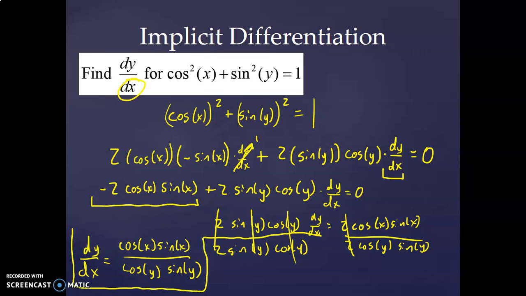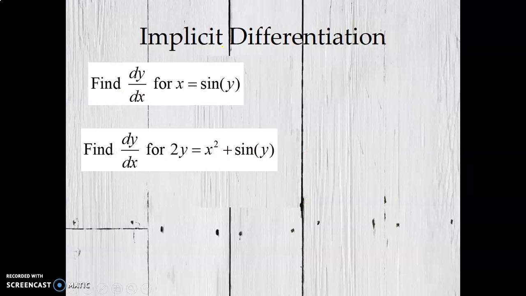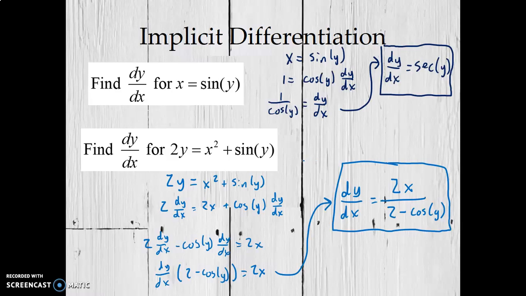So again, when you use implicit differentiation, just take the derivative of everything, but pay attention to what variable you're taking the derivative with respect to. Okay, let's do some whiteboard practice. So go ahead and hit pause, try to find dy dx for each of these examples. All right, let's see how you guys did.